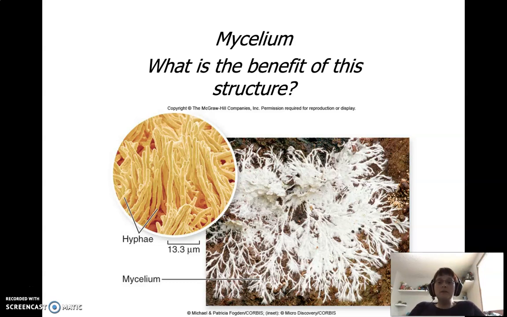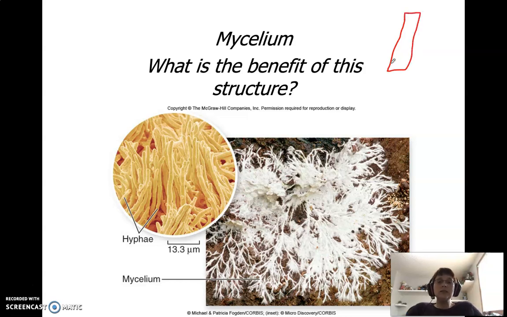So what's the benefit of this structure? The big benefit of this structure is it allows them to have a huge surface area. By having all these individual hairs, they can have this big surface area in order to gather nutrients and to gather water. Because the interesting thing about fungi is how they eat. So what they do is, let me get a little fungus cell drawn here.